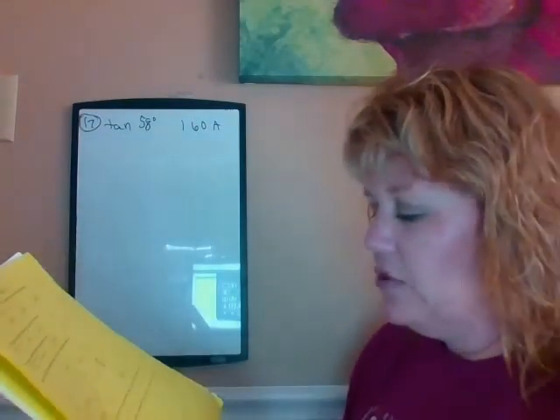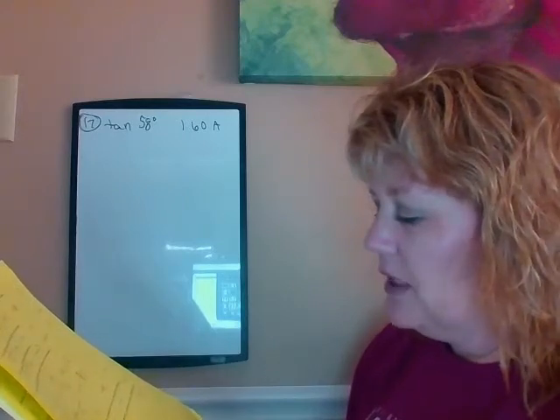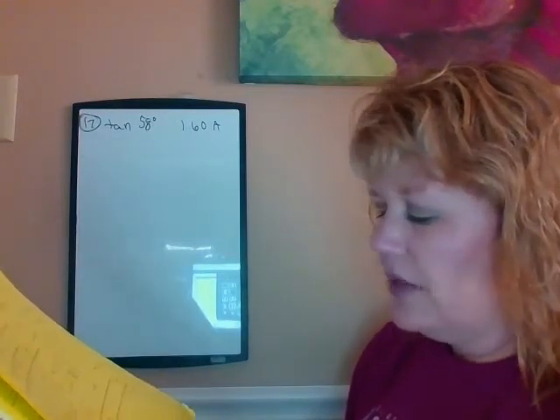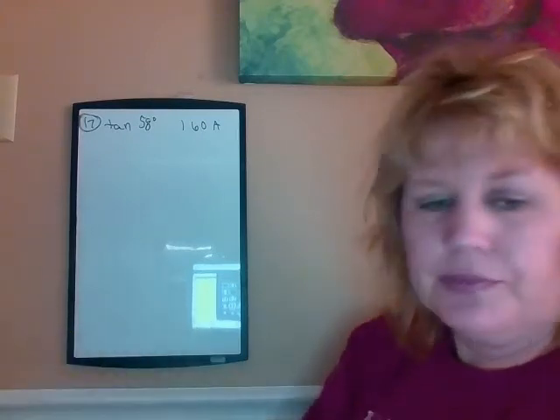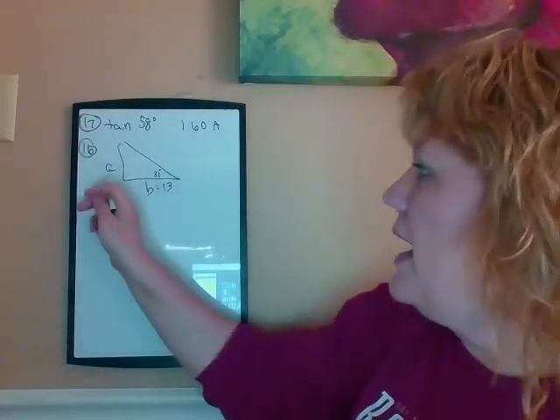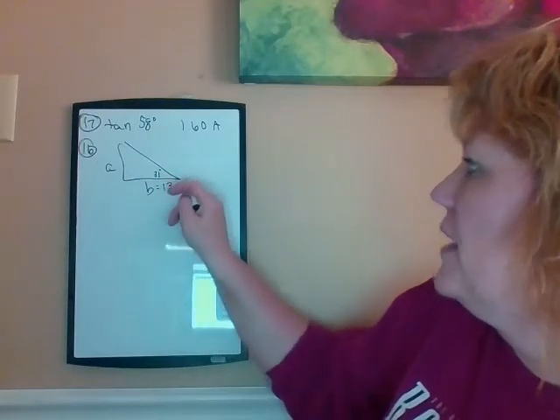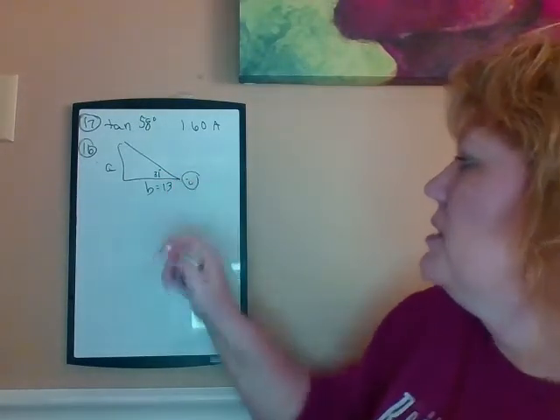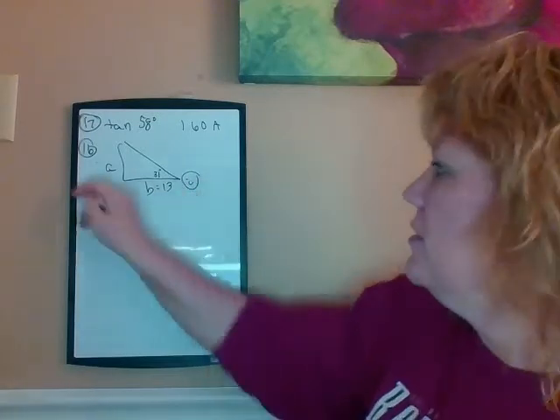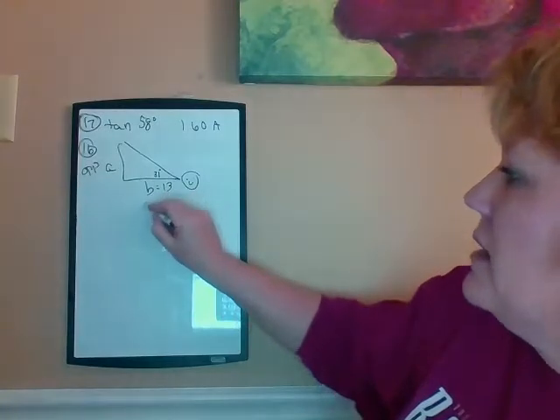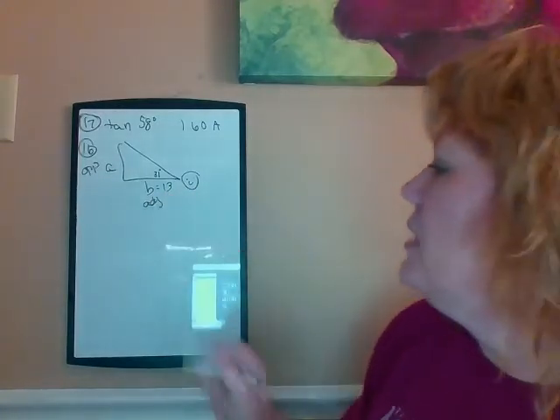Number 18, find the measure of the side of the right triangle whose length is designated by the lowercase letter. Round your answer to the nearest whole number. Okay, we're looking for A. They tell me that this side is 13 and this is a 31 degree angle. So I'm going to put my little person here. Here's my perspective. I'm looking here. This is the opposite side, and this is the adjacent side. So I know that I'm using tangent.